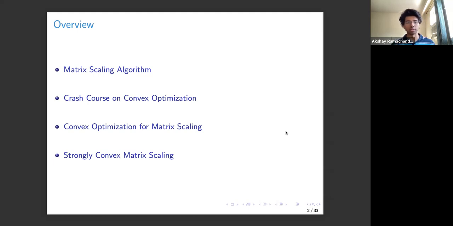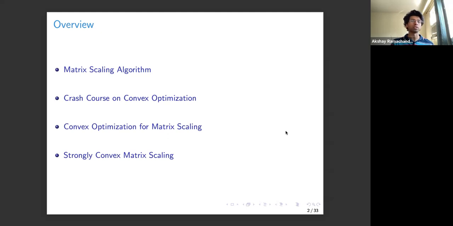So before we do the analysis, we'll give a few background definitions on what convex optimization is and certain properties of convex functions. After that, we'll do the convex optimization analysis for standard matrix scaling. This was actually done in an old work by Linial, Samorodnitsky, and Wigderson to study approximations to the permanent.